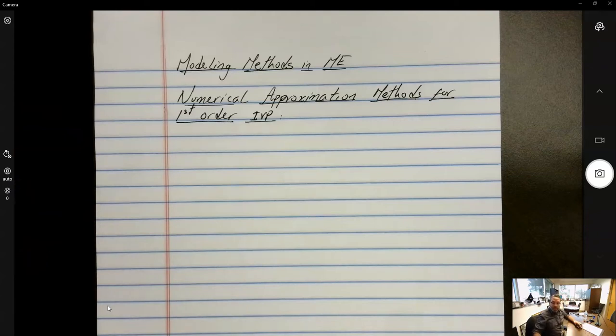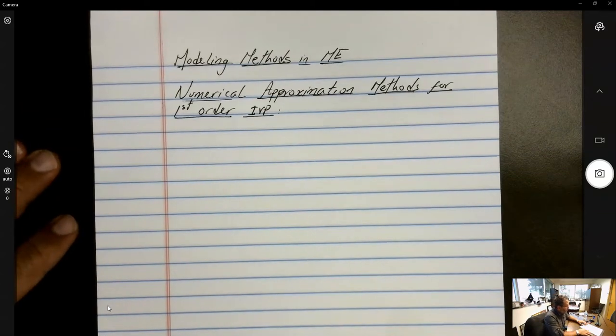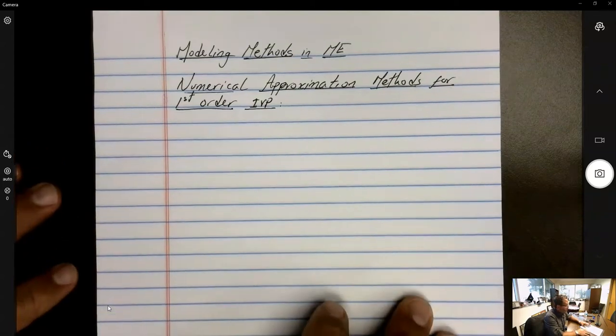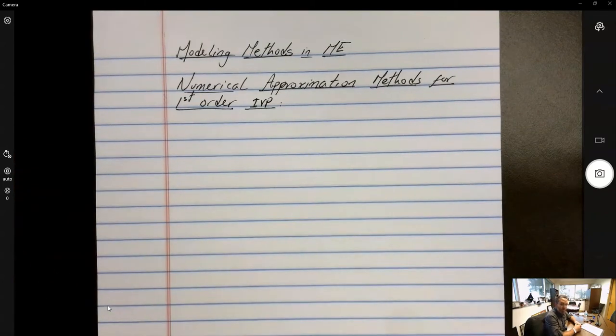So let's look at what we can do. Again, the great majority of these initial value problems do not have an exact solution. We have a number of methods that will help us find the exact solution for a narrow band of these types of problems. But in general, they do not apply.